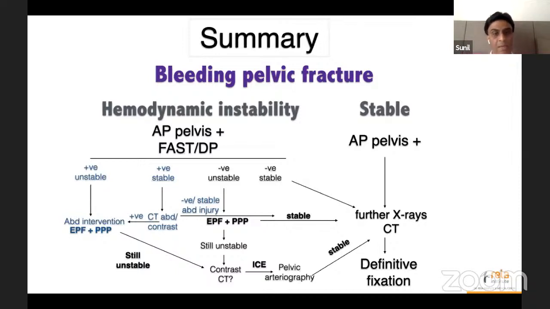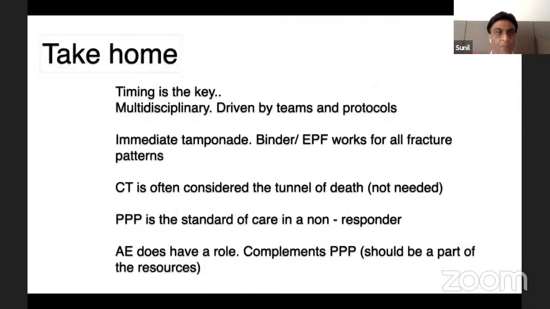And you have to understand that you have to work together, and an abdominal injury takes precedence. So in summary, the take-home messages would be: if you have a bleeding pelvic injury, timing is the key. The treatment has to be multidisciplinary. It has to be driven by teams and using well-defined protocols.